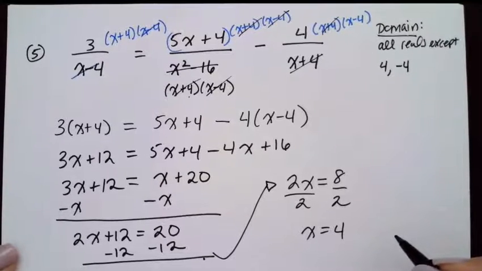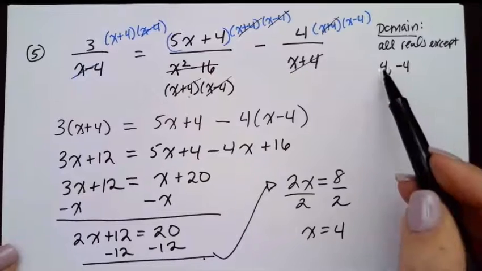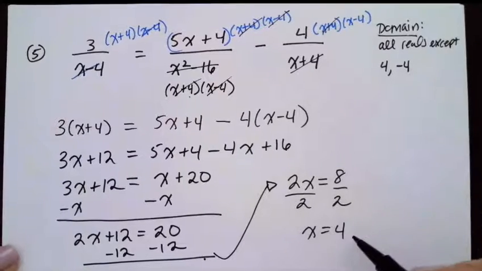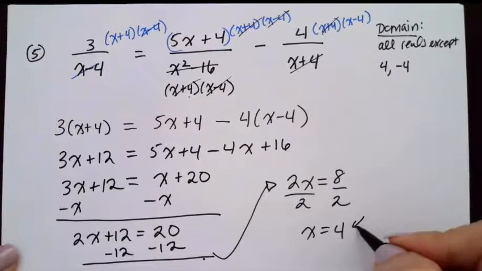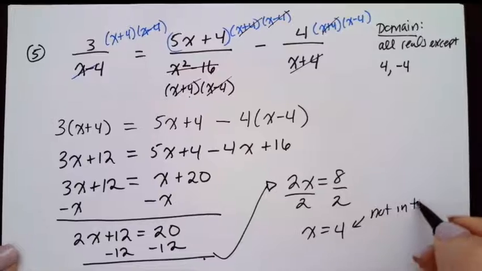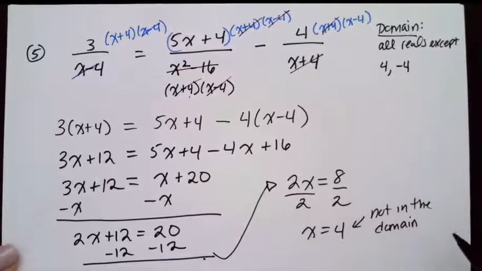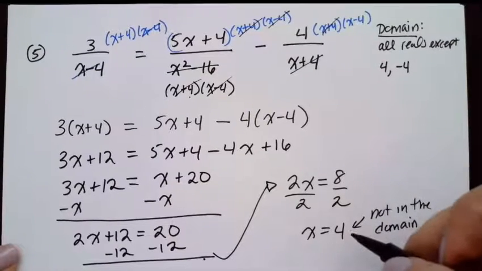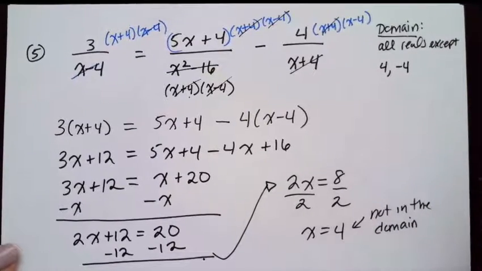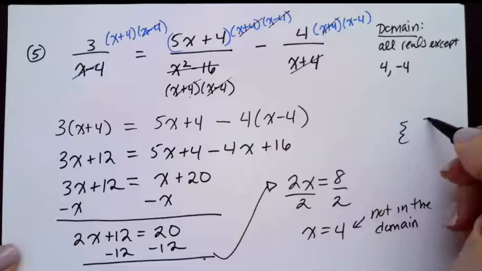However, we found the domain, and we said that the domain is all reals except for 4 or negative 4. Since this does not agree with the domain, which means it makes one of the expressions undefined, and it's the only solution we found, that means there are no solutions. If we had another solution, and if that solution agreed with the domain, then we would keep it, but this was the only solution that we had. So in this case, our solution set is the empty set.